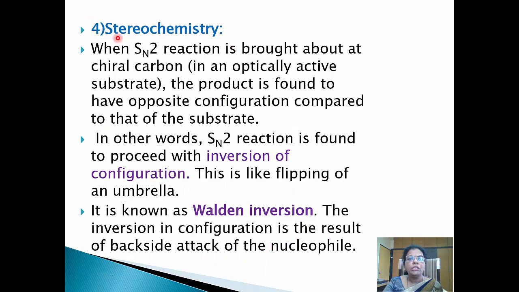Now we are going to see the stereochemistry of the SN2 reaction mechanism. When the SN2 reaction mechanism is brought about at a chiral carbon atom, that is an asymmetric carbon atom, in an optically active substrate, the product is found to have opposite configuration compared to that of the substrate. In other words, SN2 reaction is found to proceed with inversion of configuration, which we have seen. That is 100% inversion of configuration.